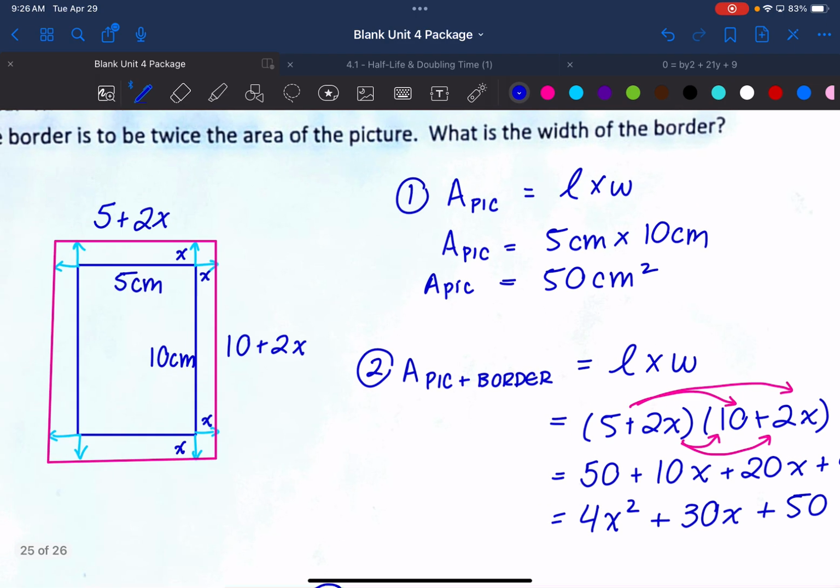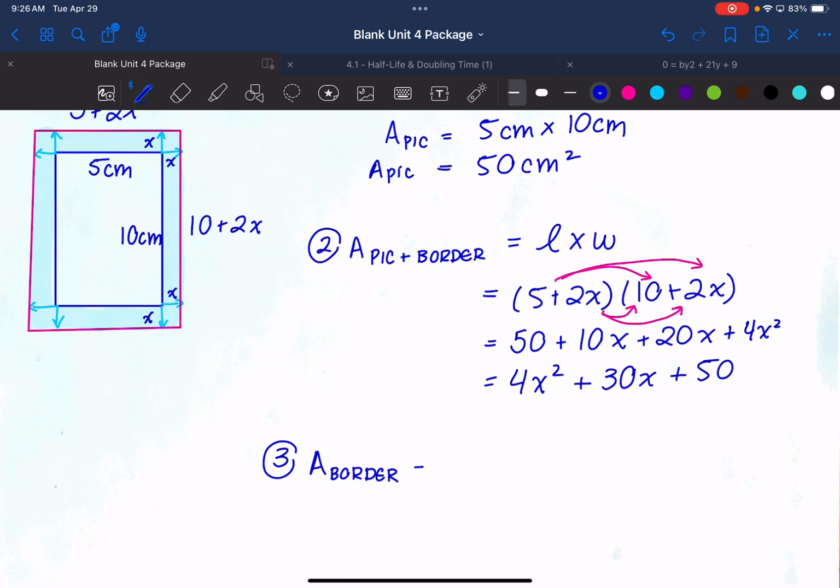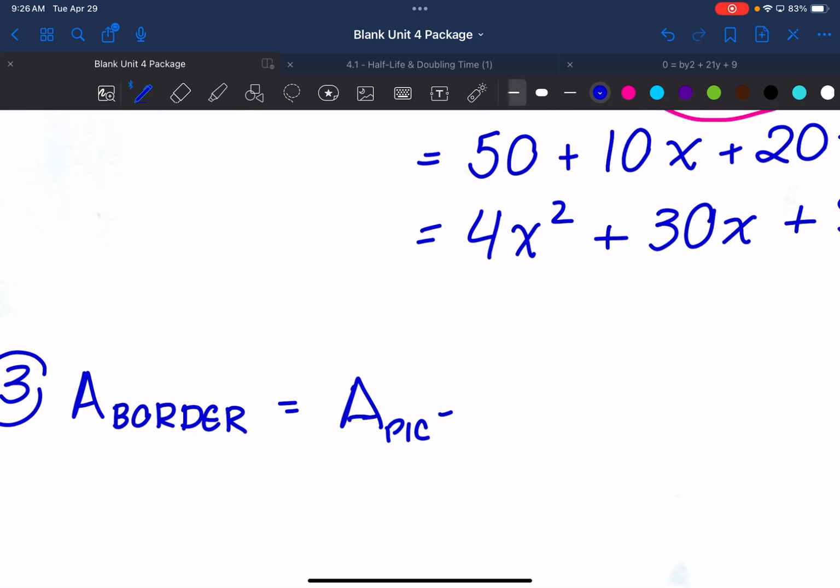So basically just this shaded bit, if I do it in a blue highlighter. It's a little too big. I want to do it like this. So we're finding an expression for just this part of the picture frame, which is what we want to find. We care about what the border is. So I'm going to say A pic plus border. A, there we go. Pic. I want to make this legible. Plus border. And then minus the picture.